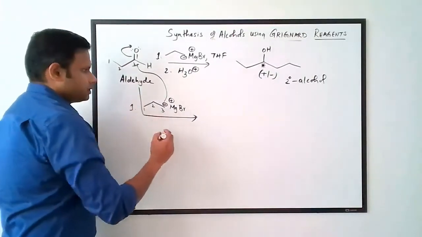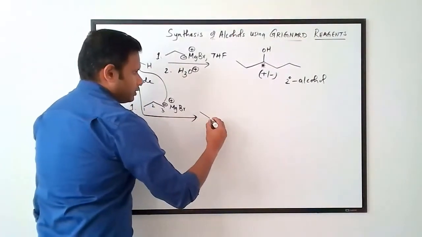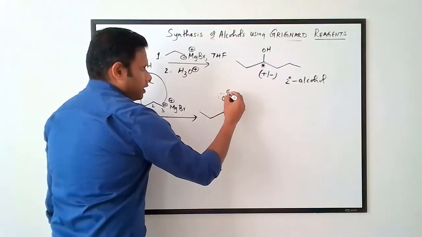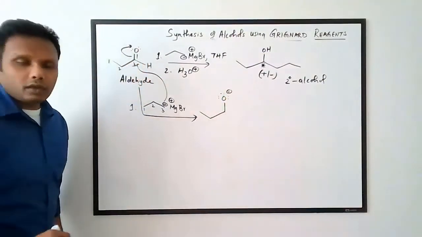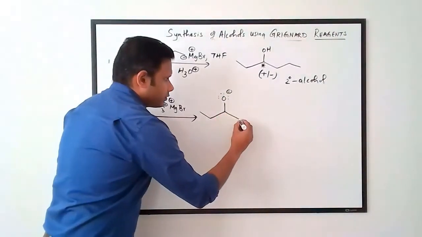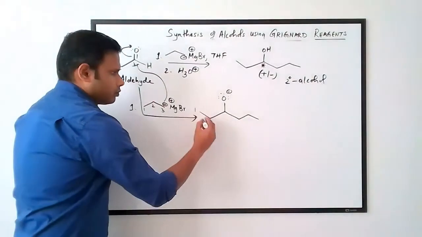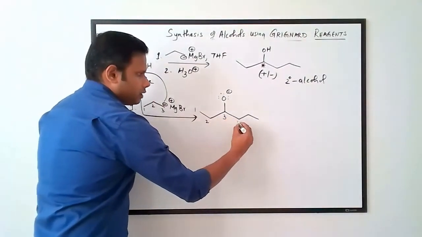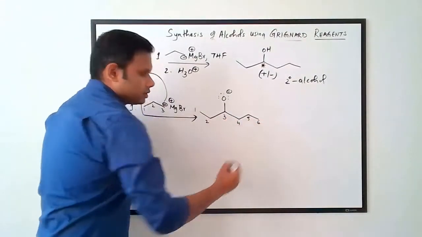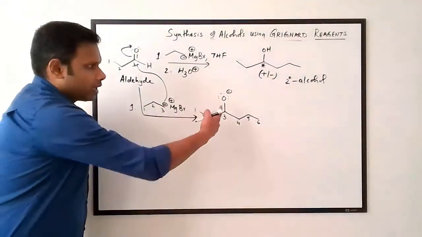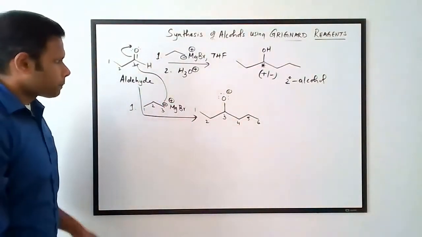And this is the first step. And so we're going to get an alkoxide where we have 3 additional carbons now. We have 1, 2, 3, and then 4, 5, and 6. So we brought in 3 more carbons. That will be our alkoxide.